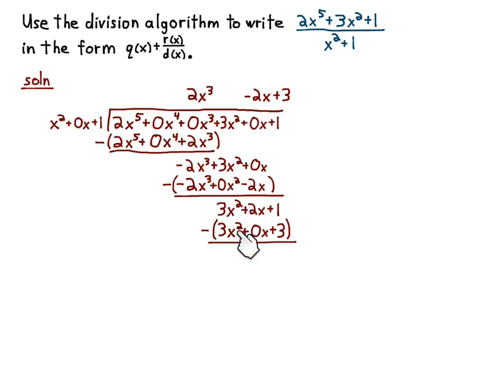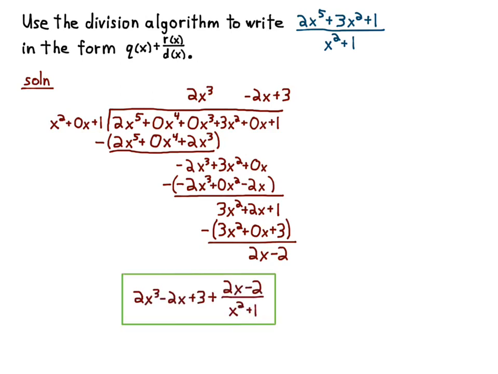3x squared minus 3x squared is 0. 2x minus 0x is 2x. So there's a 2x there. And then 1 minus 3 is minus 2. So it's 2x minus 2. That's your remainder. And then you take your quotient, which is the 2x cubed minus 2x plus 3, and add the remainder over the divisor. And when you write it over the divisor, leave this 0x out. Like that.